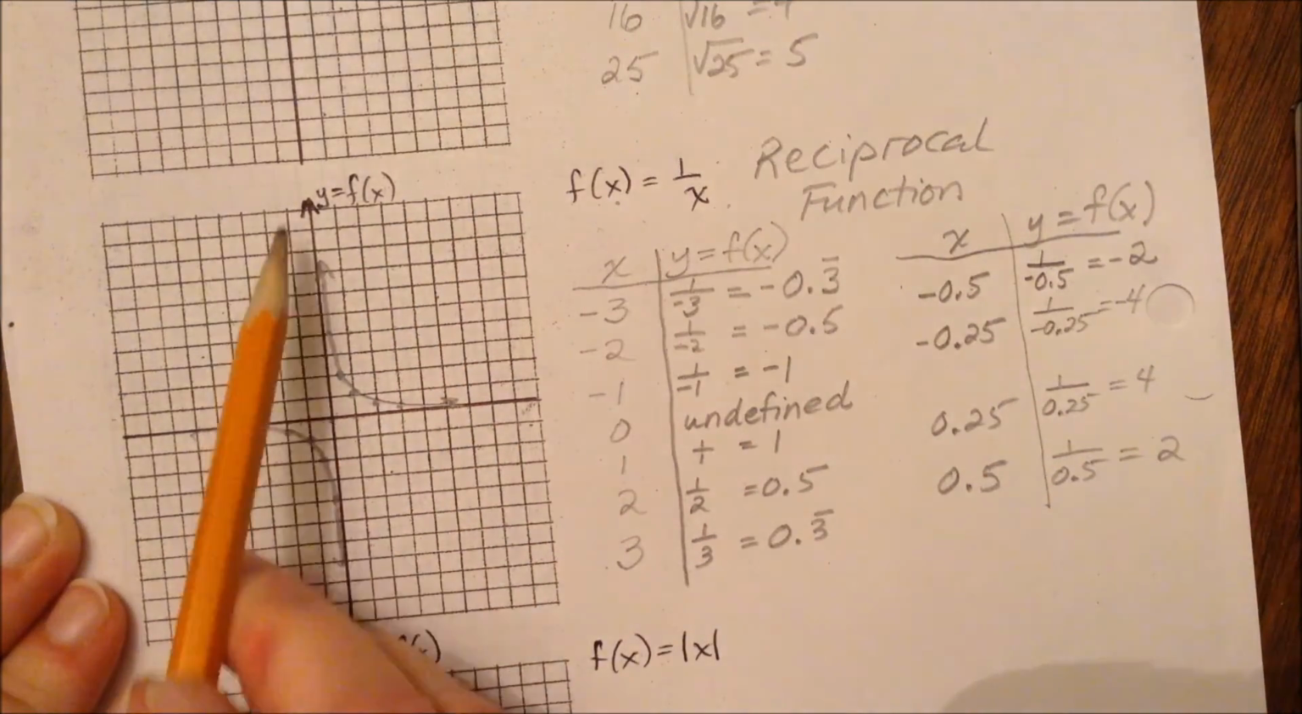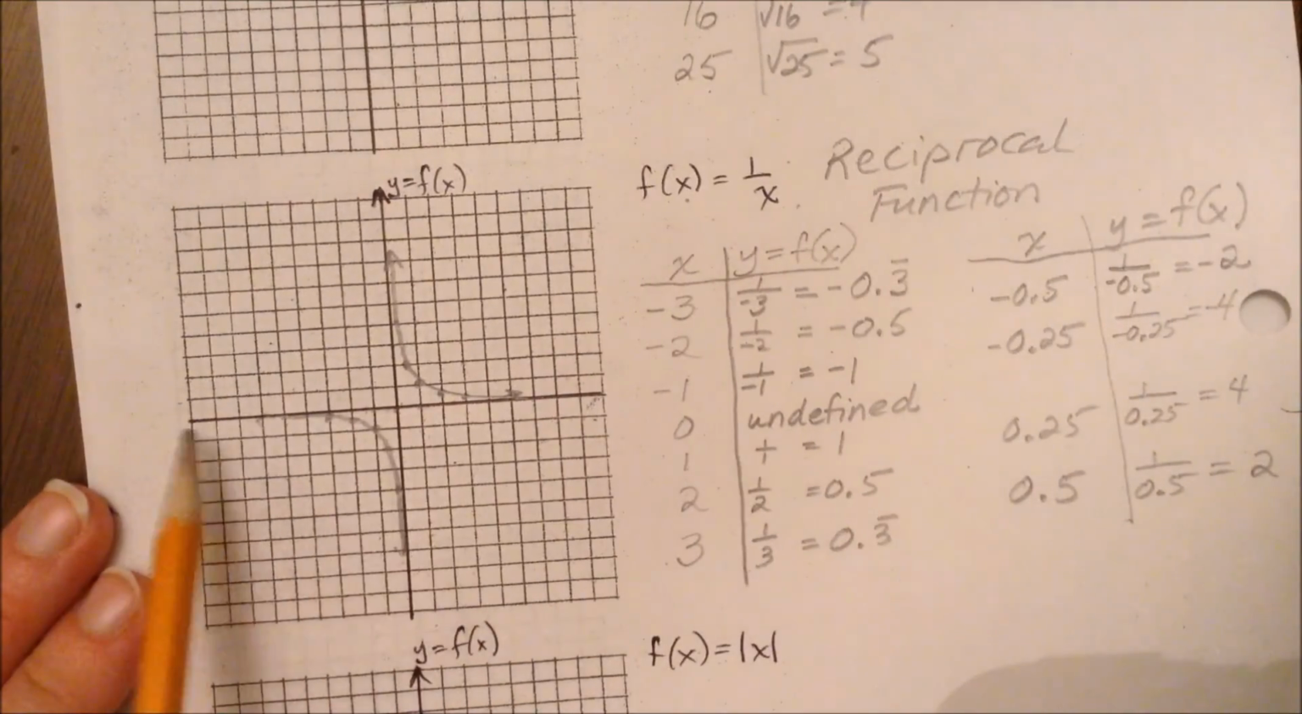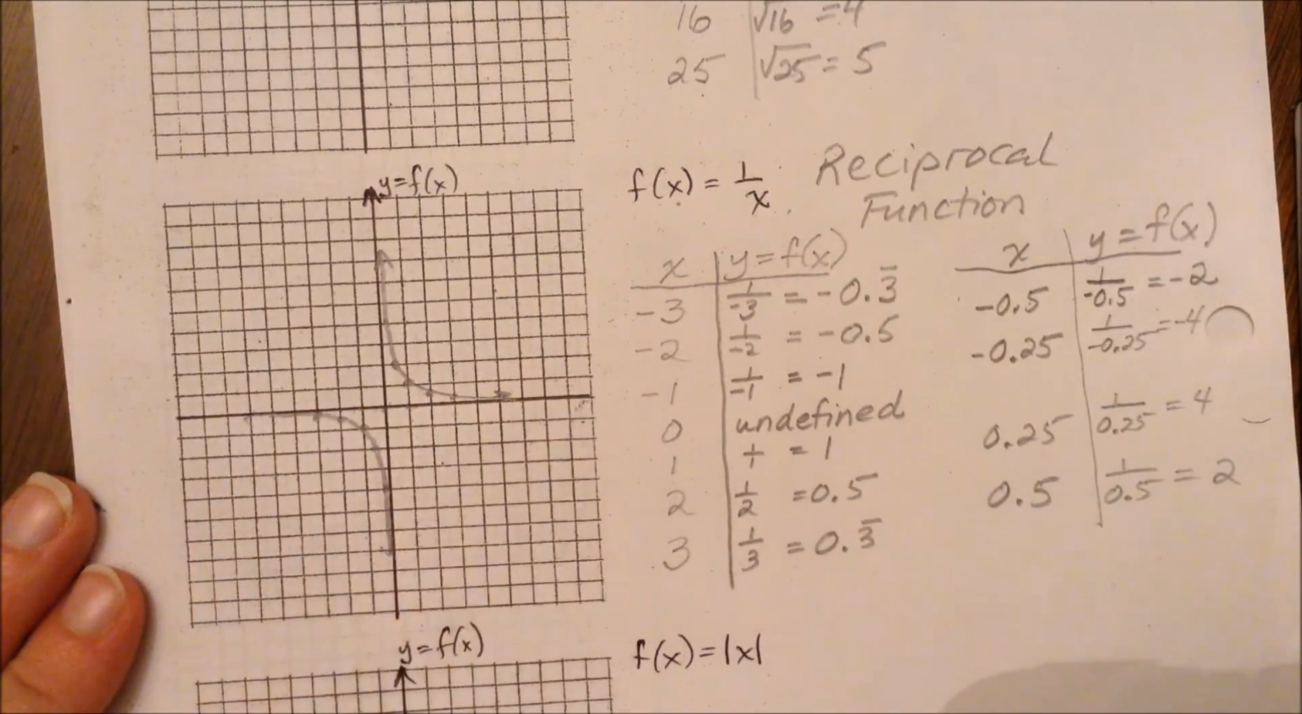So we actually have two asymptotes, one along the y-axis, there's a vertical asymptote, and one along the x-axis is a horizontal asymptote.